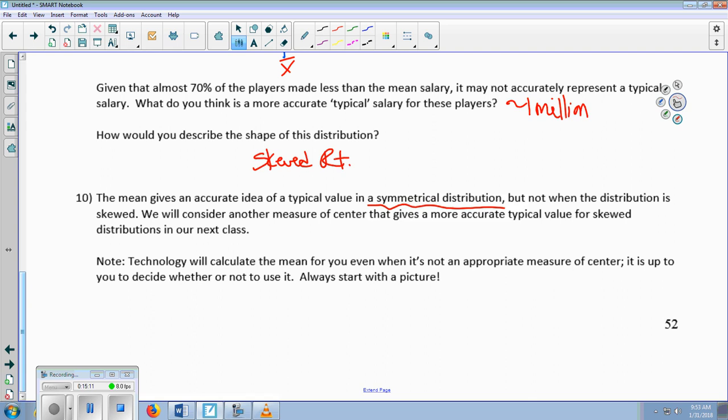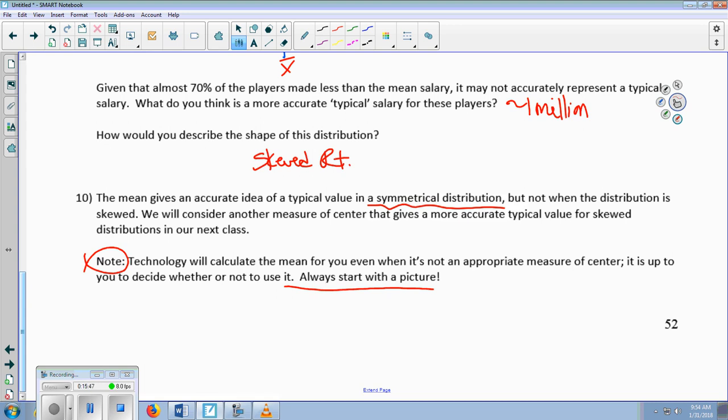Also note that typically you can use technology to calculate the mean. You should be able to calculate a mean for a small data set. You'll have to do that on a test, but in your homework on MyStatLab, you're often going to have big data sets. It's perfectly good to use StatCrunch to calculate the mean. It will always do it. And word of warning, it will do it even when it's not the appropriate measure of center. So you must always start with a picture to make a decision about which measure of center to use.